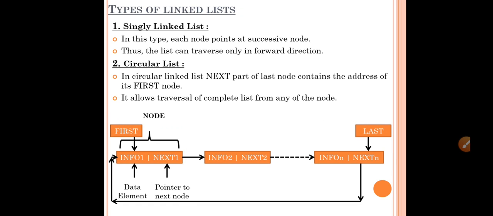So now we see the types of linked list. The first one we saw already, right? Single linked list. In this type, each node points at the successive node. Thus the list can be traversed only in a forward direction, right? We cannot go in the backward direction.